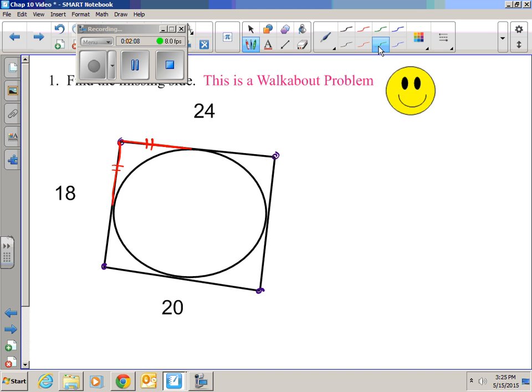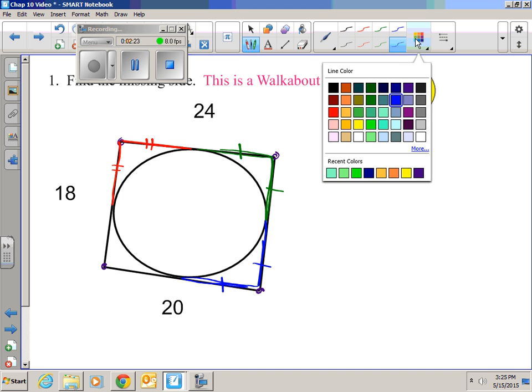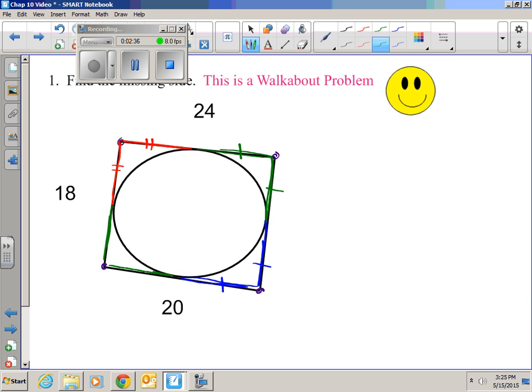Likewise, this green tangent line with this green tangent line, these are going to be congruent. I can do some blues. This blue line is going to be congruent to this blue line. And lastly, but not leastly, let's do another color. Let's do this green right here, this yucky green. This green right here is going to be congruent to that green right there. We are looking for the length of this missing side.